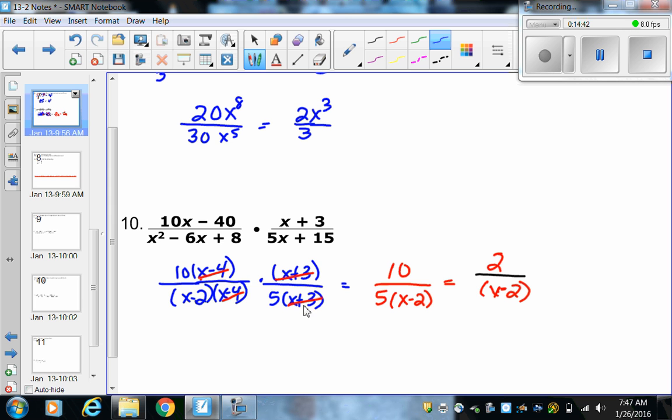The x plus 3 cancels. The x minus 4's cancel. So when you multiply straight across, you get 10 over 5 times x minus 2. But 10 over 5 can reduce to 2 over 1. So your final answer should be 2 over x minus 2.